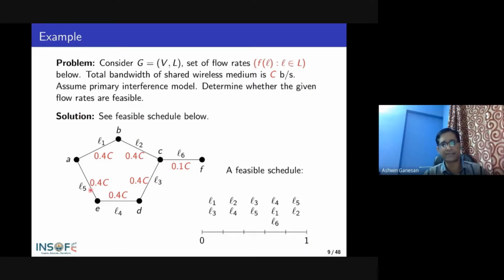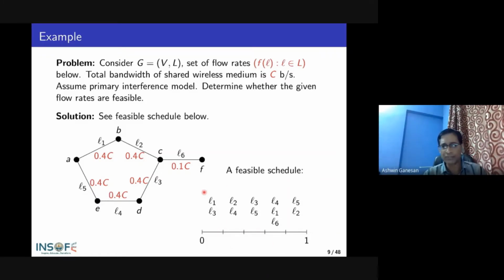And since this is a 5-cycle, the problem is not entirely trivial. It's not enough to check that the sum of the requirements of the links incident to any node is at most c. You need to do a little bit more than that. But here's a proof that the answer to this question is yes. You partition your time axis into time slots, and every time slot is 1 unit of time, which could be 1 millisecond, 1 second, 1 microsecond, 20 milliseconds. But basically, in every unit of time, you partition it into 5 time slots.